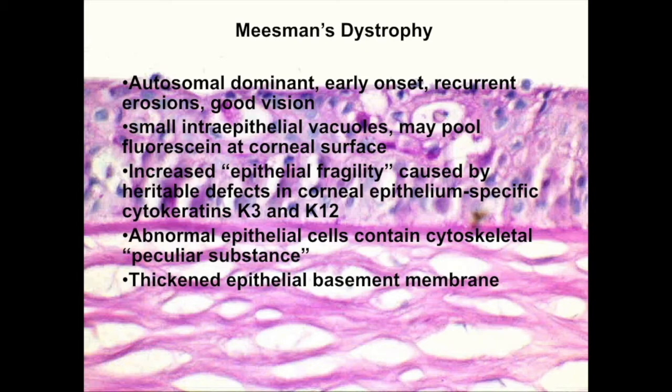Now, there are heritable defects in corneal epithelial specific cytokeratins, namely K3 and K12. This leads to a so-called epithelial fragility syndrome. There's also abnormal cytoskeletal material in the epithelial cells, and this has been called peculiar substance. You need electron microscopy to see this.